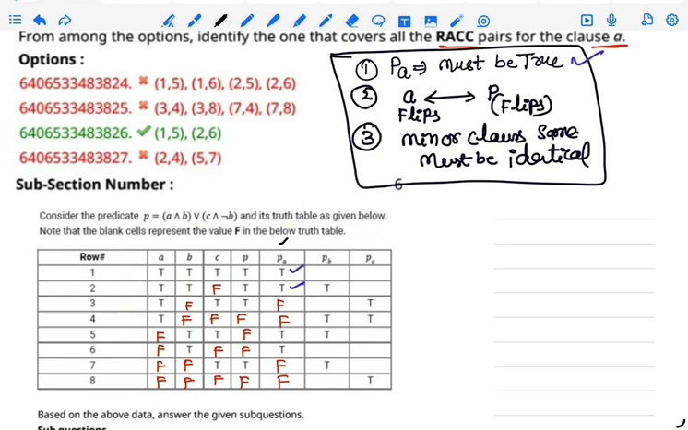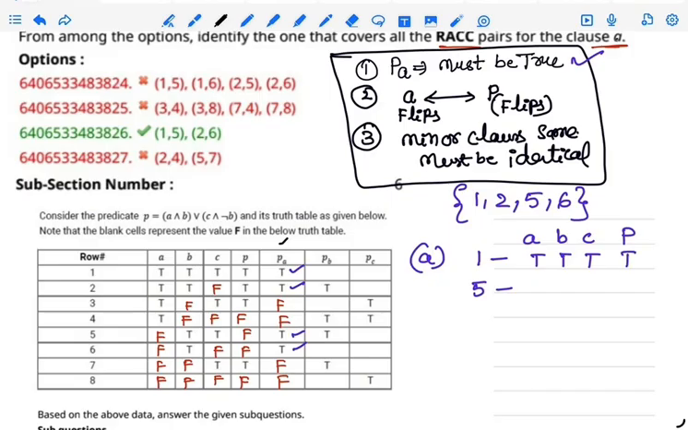So that is 1, 2, 5, 6. And A flips, P flips, comma 5, right? 1, 5. And A, B, C and predicate. So 1 is all true. We are checking with this option. We are going from options, friends. So the 5 is false, true, false, right? Okay, so this is correct. 1, 5 is a RACC pair.